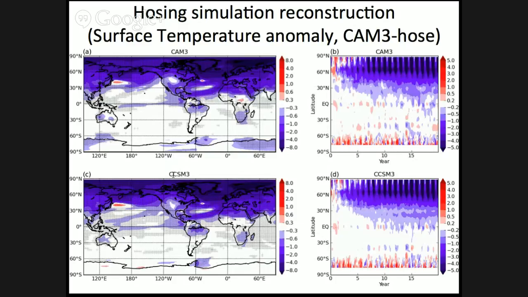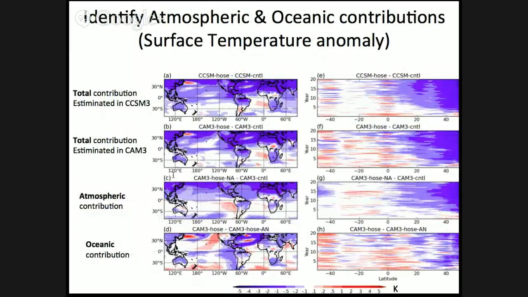So now we can say that the hosing experiment using the slab ocean model can mimic the hosing simulation using the fully coupled model. In the fully coupled simulation, both the atmospheric contribution and the oceanic contribution are included. And in the other hosing simulation using the slab ocean model, because only the atmosphere contribution is included, we can show a figure here.